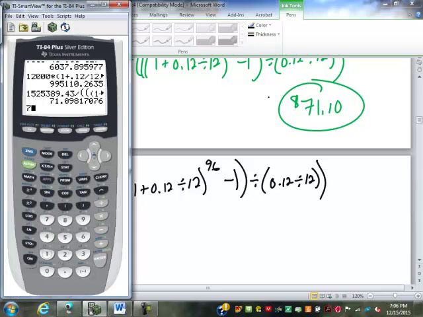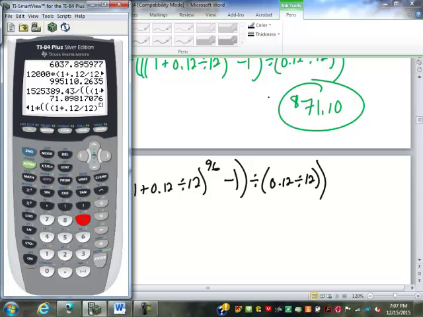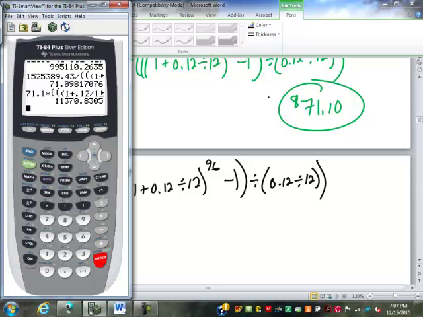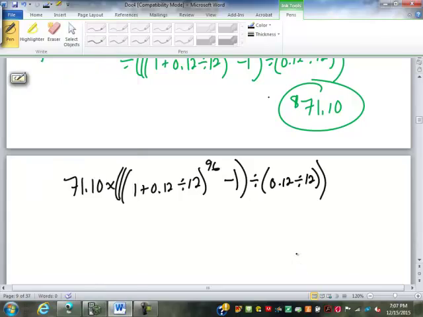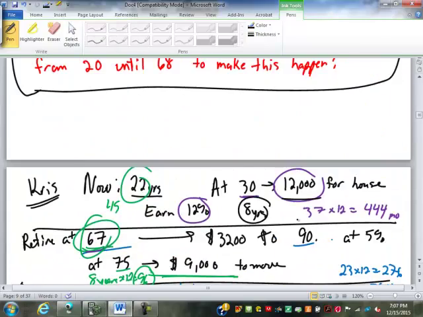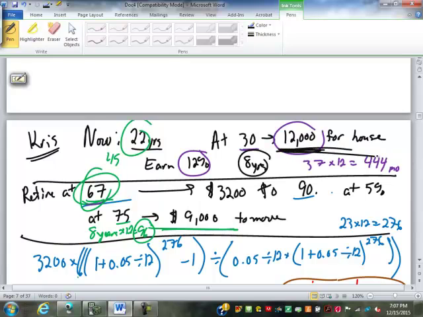So 71.10 times 1 plus 0.12 divided by 12, close, power 96 minus 1, close, divided by open, 0.12 divided by 12, close, close. Guess what? They're not. Only going to have $11,370 at that point. So this can't happen. They won't have it. If they waited a year for the 12,000, they would have it.